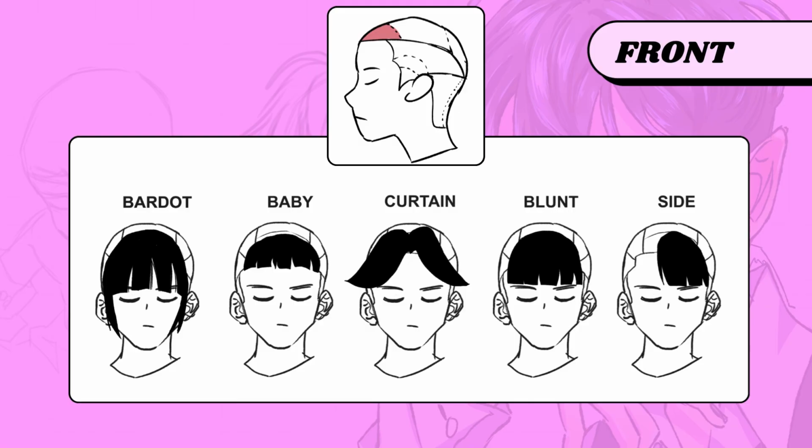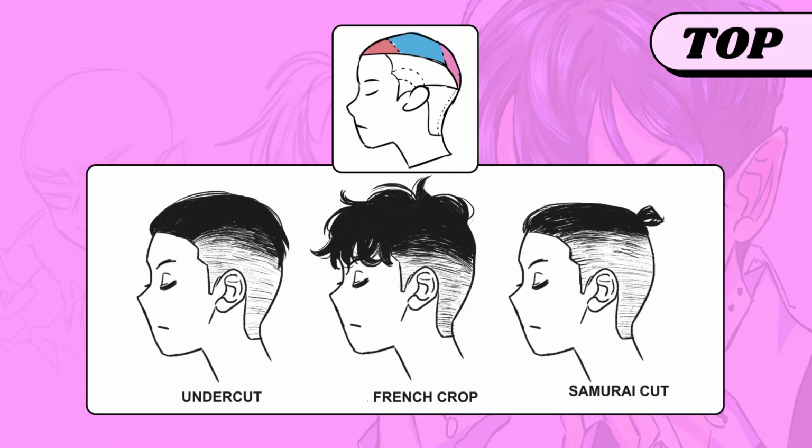Front is the part of bangs cuts. There are a lot of styles of bangs, but I chose these 5 types of bangs: bardot, baby, curtain, blunt, side. Then we have the top part. I like to put together front, top, and crown parts. Look at these haircuts: undercut, French crop, samurai cut.